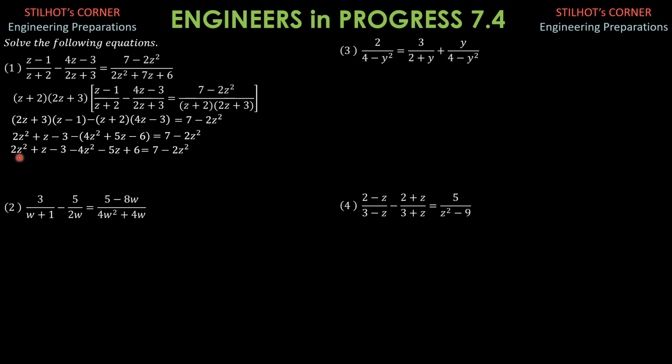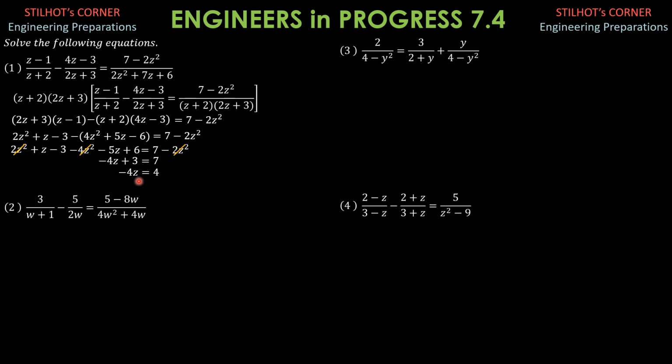Then take note that 2z squared minus 4z squared is negative 2z squared. Therefore, we can cancel these z squared terms. Then z minus 5z is negative 4z. Then negative 3 plus 6 is 3. So negative 4z plus 3 equals 7. So negative 4z equals 7 minus 3, 4.